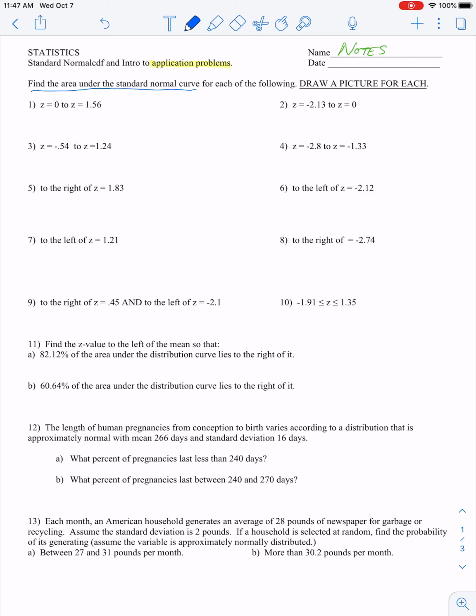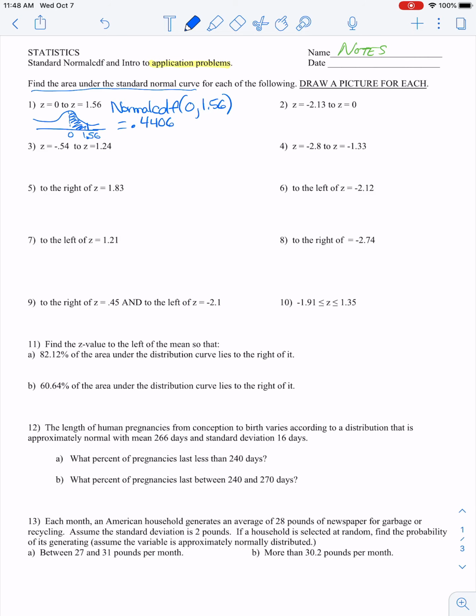Okay, so to start off, it says here, find the area under the normal curve for each of the following, draw a picture. Just to review, if I have a z of 0 to a z of 1.56, I have my bell-shaped curve. I'm going to go from 0, 1.56 deviations to the right, and I want this area in between. At this point, we know how to do normal CDF. We would tell it 0, 1.56. If we type that in your calculator, you should come up with 0.4406 as the answer to our problem. That would be our area under the curve.